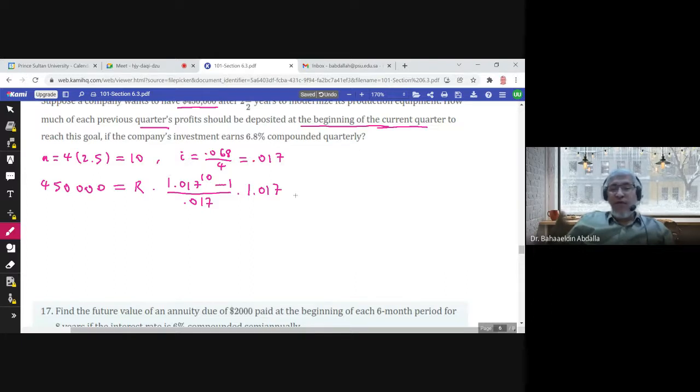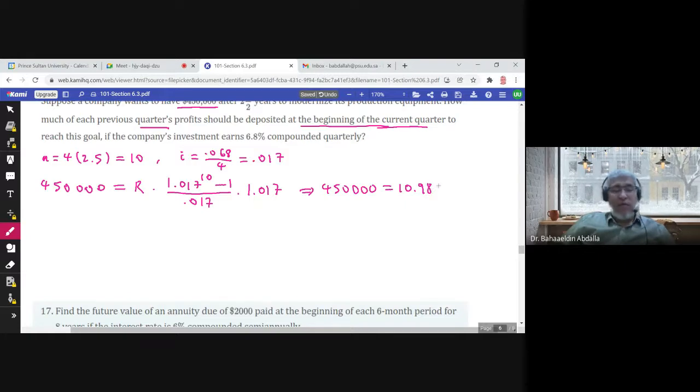Okay. If you want, let me do it like this. You can evaluate this using the calculator. So 1.017 to the power 10 minus 1 over 0.017 times 1.017, and the answer is 10.98.